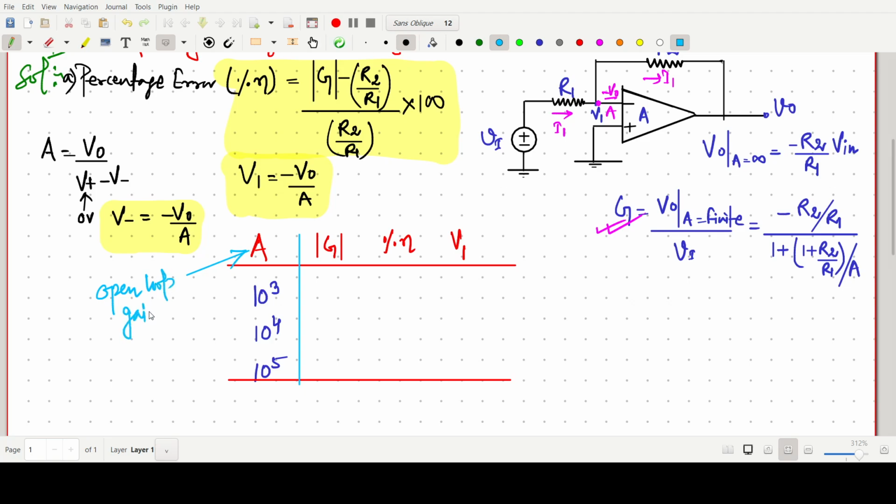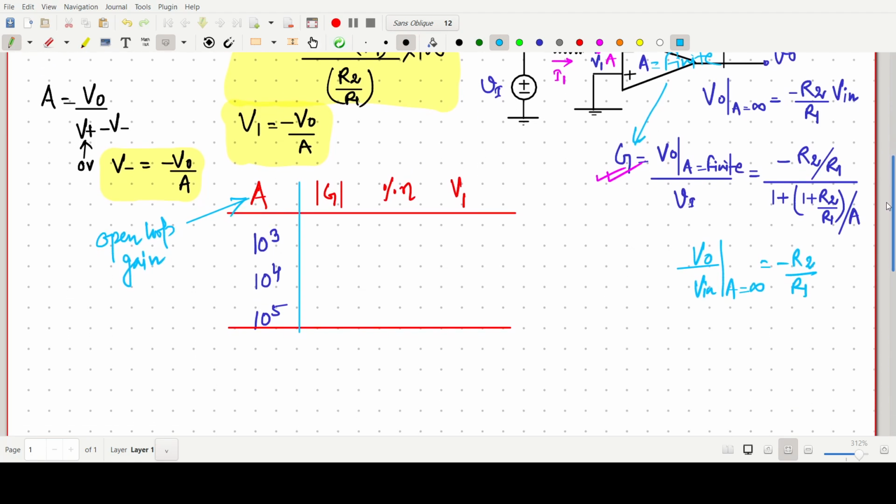Open loop gain. When the open loop gain A is infinity, V naught by V in is simply minus R2 by R1. But here we have to do it for some finite gain. This A is some finite value, and when it is finite, we have to go for this formula. So now we have to find the gain. The gain formula we have written here.